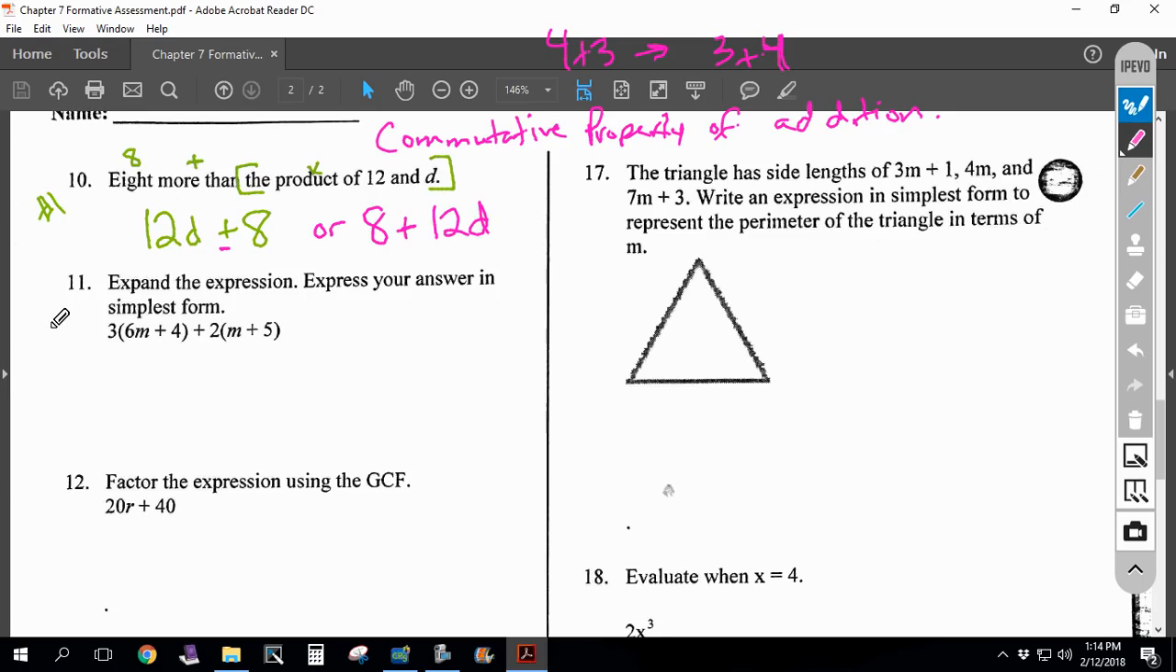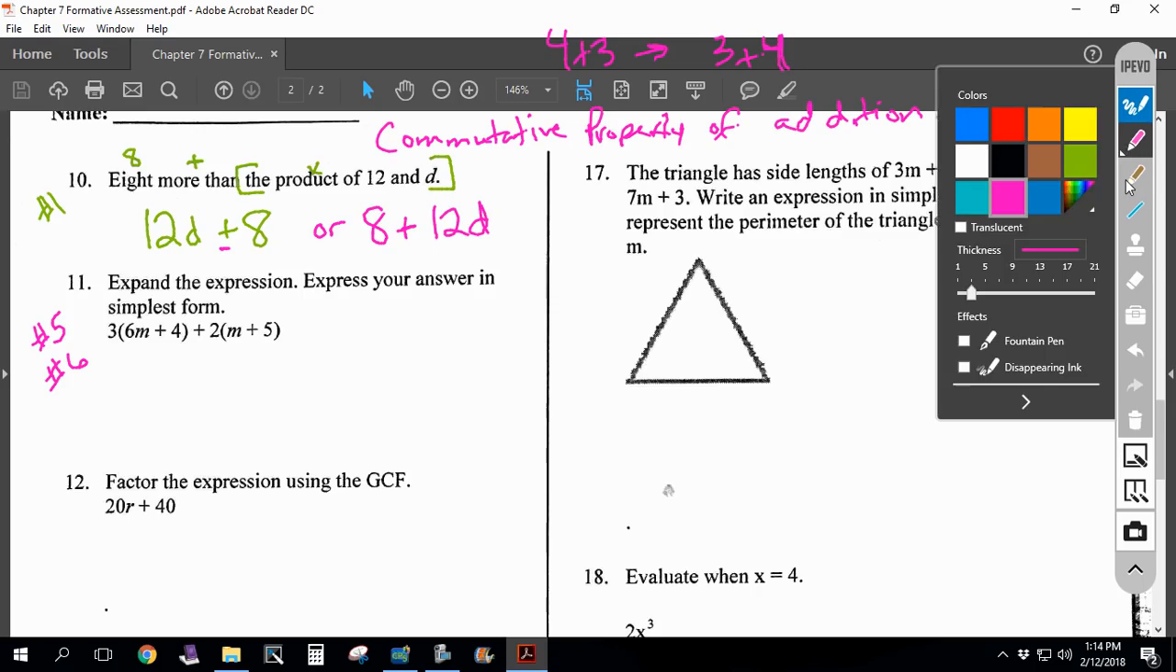Okay, the next one is kind of a combination on number 11 as far as learning targets go. It's learning target number 5 and number 6. So I'd like you to just go ahead and put a check or an X for both of them, okay? Because realistically, it kind of covers both of them. So I'll get my highlighters all ready here because we're going to be simplifying.